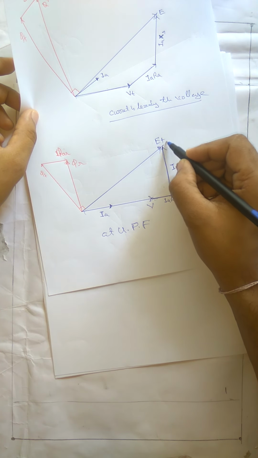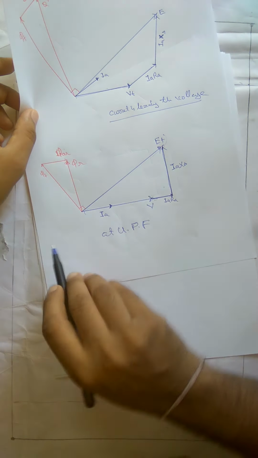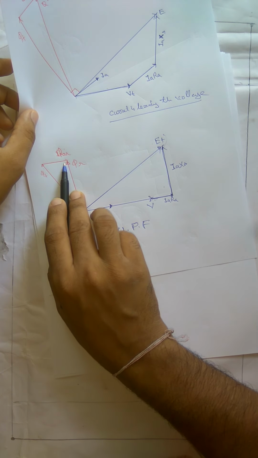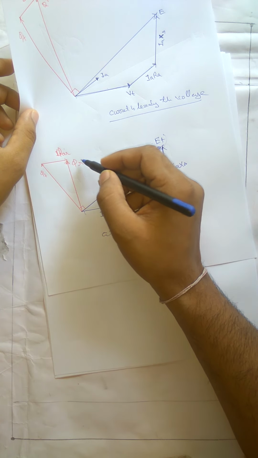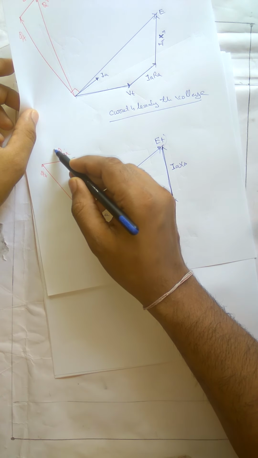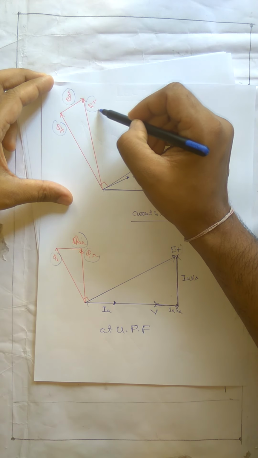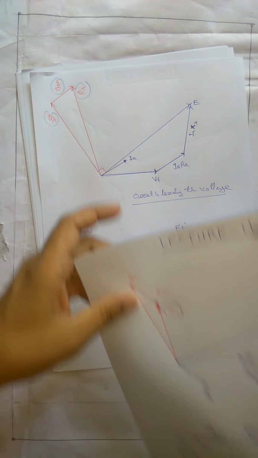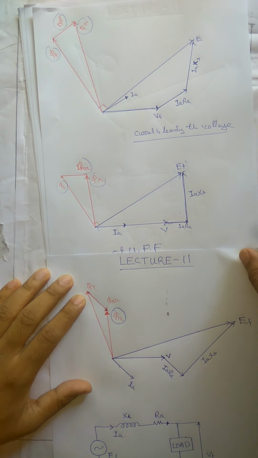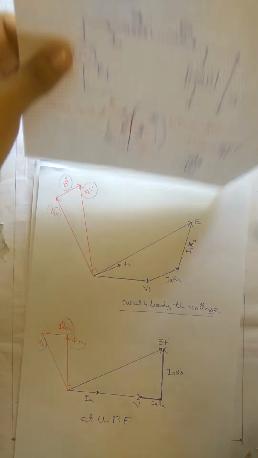Now this is my induced EMF E. Perpendicular to this E will be my phi F, and parallel to Ia will be my phi AR. So phi F plus phi AR is giving me phi R. Here this is the resultant flux, this is the armature reaction flux, this is the field flux. Here this is the field flux, this is the armature reaction flux, this is the resultant flux. Now if you look at this diagram, let's put it in this way.